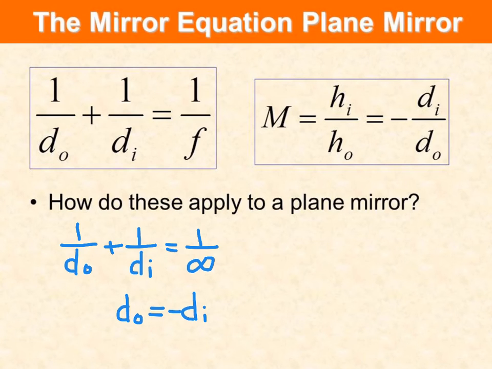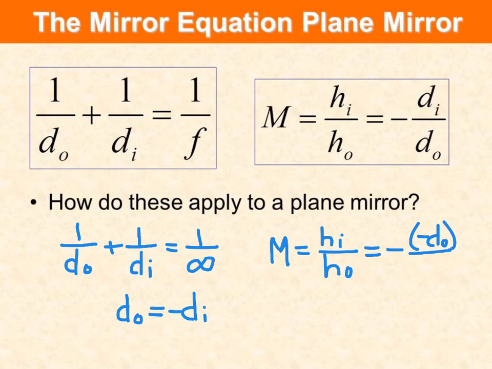So it works. If we think about the magnification of a plane mirror, the objects are reversed, but hi over ho equals negative di over do. Now I'm going to make a substitution here, and I know that di is negative do, so I'm going to substitute for di over do. So the magnification of a plane mirror, when you look into one, all solves to 1.